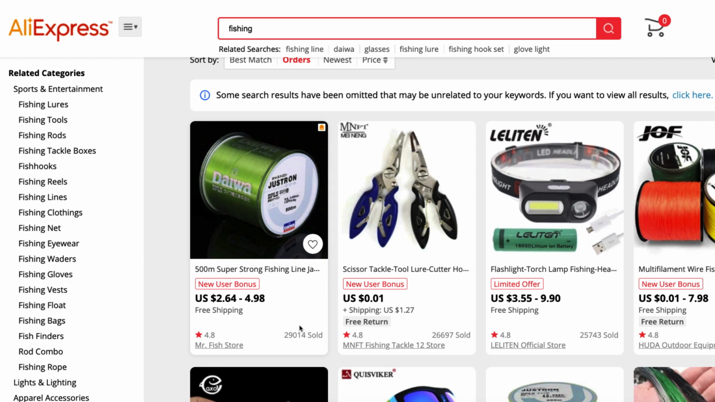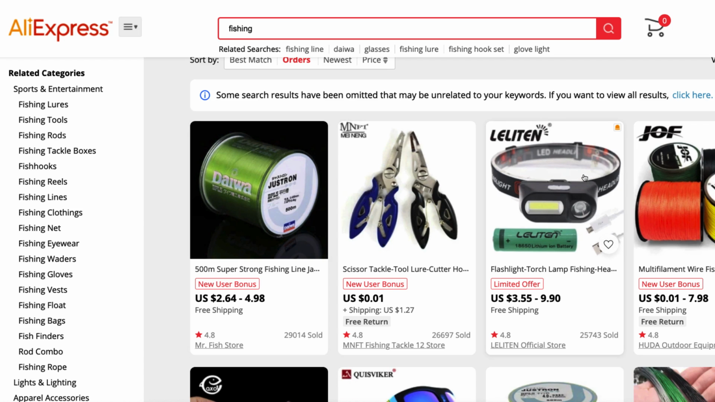So I see something that catches my eye right now, and that's this headlamp right here. You can get fishing line anywhere. You can get fishing line at Walmart. Heck, you may be able to get fishing line at the dollar store. I don't know. But it's something very common that people can get anywhere. The scissor tackle tools, these also you can get at Walmart, even these headlamps.